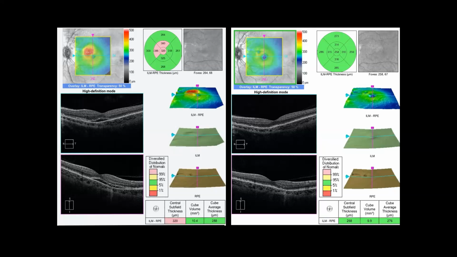1 month after an anti-VEGF injection, the thickening is gone, the fluid is gone, and the center thickness returned to a normal 258 microns, and her vision returned to normal. The importance of the Amsler grid and the regular review.